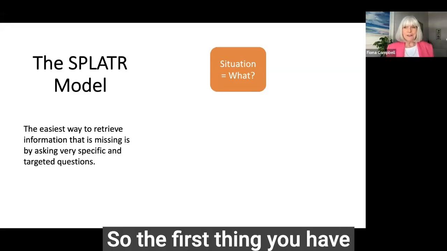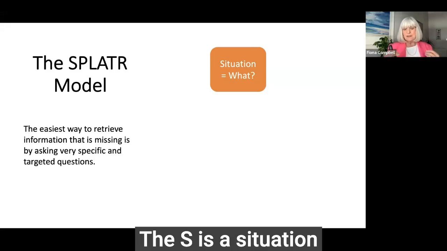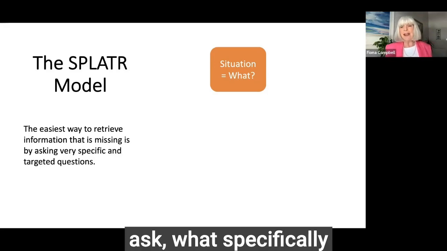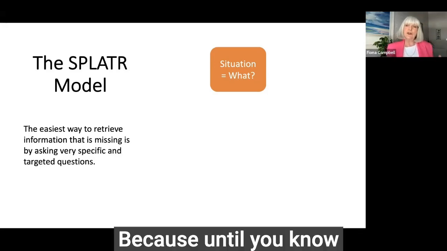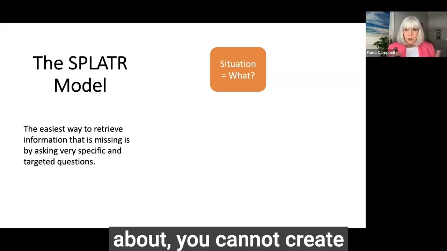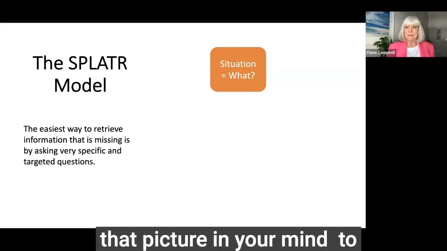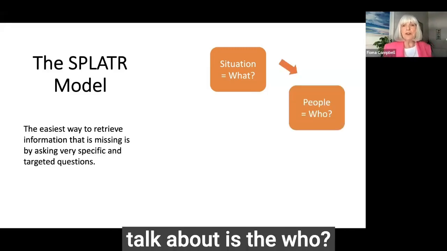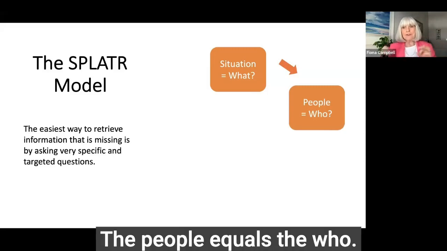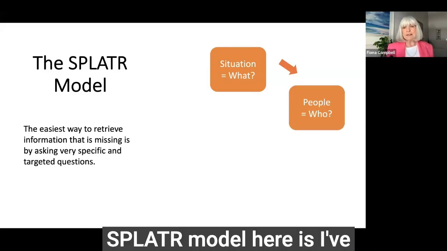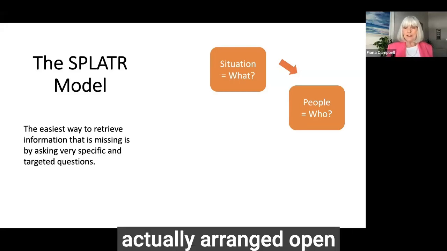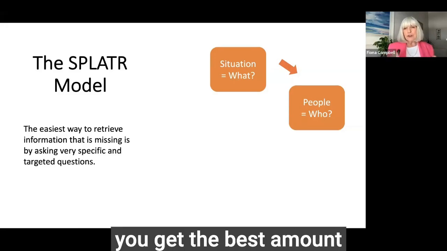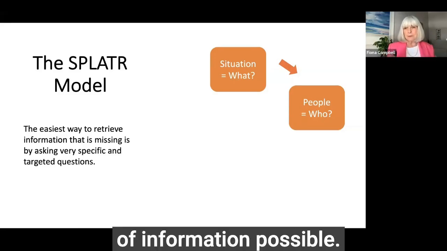So the first thing you have to ask is the SPLATR model. The S is the situation, which equals the what, which means that you ask, what specifically are we talking about? Because until you know what someone's talking about, you cannot create that picture in your mind to help start to understand. And then the next thing we're wanting to talk about is the who, the people. The people equals the who. So you can see what we're doing. What I've done with the SPLATR model here is arrange open questions in a structure, in a sequence that helps you get the best amount of information possible.